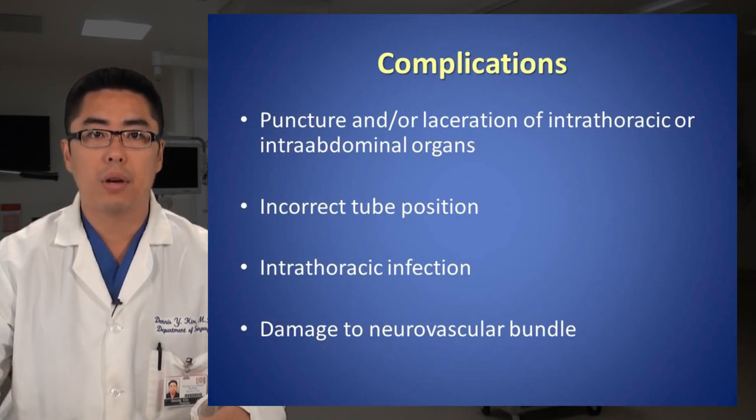Complications. A variety of complications may be associated with chest tube insertion. These include, but are not limited to, puncture and/or laceration of intrathoracic or intra-abdominal organs, incorrect tube position, intrathoracic infection, injury to the neurovascular bundle. There is some evidence suggesting that the administration of prophylactic antibiotics may decrease the incidence of intrathoracic infection.